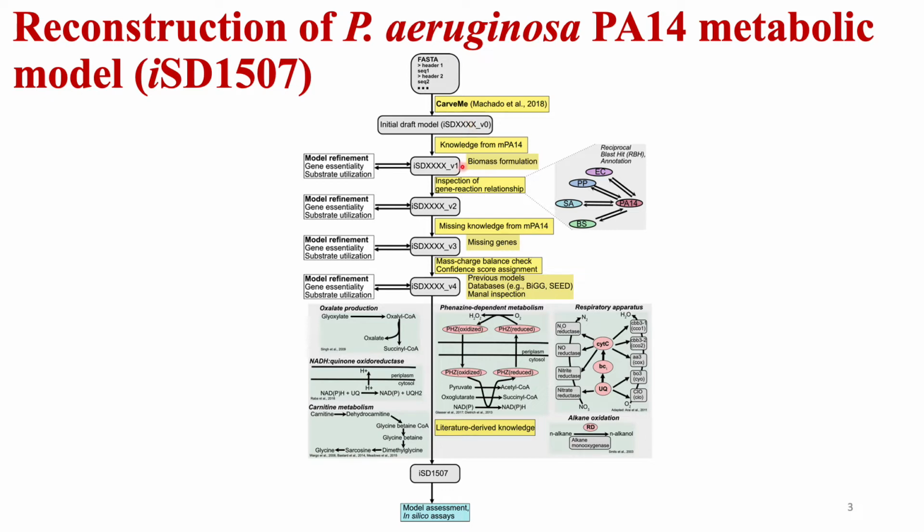Following this, the model was iteratively extended by filling in missing gaps and quality control to finally get to the V4 draft model. Then, organism-specific reactions related to phenazine-dependent metabolism and carnitine metabolism were added to the model to finally get to the model iSD1507.